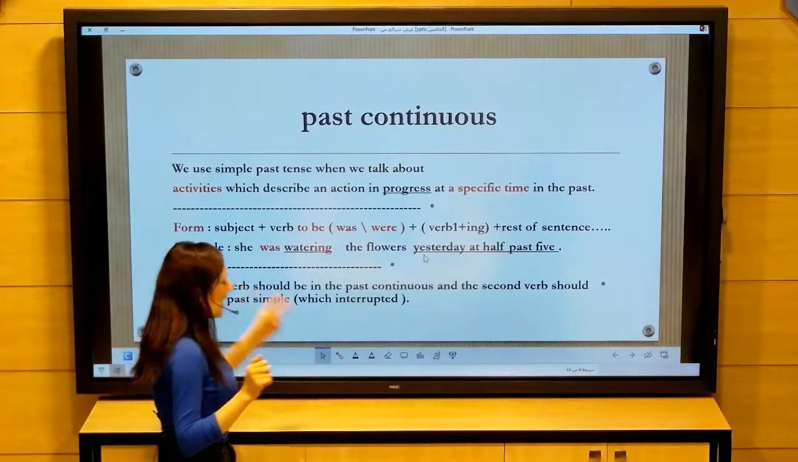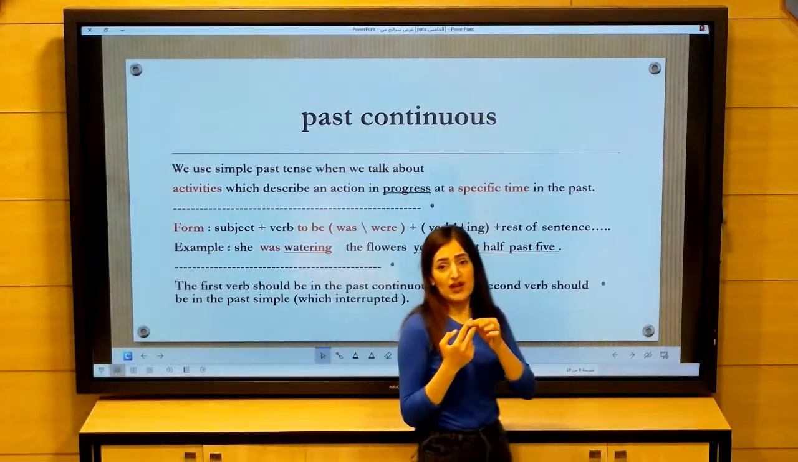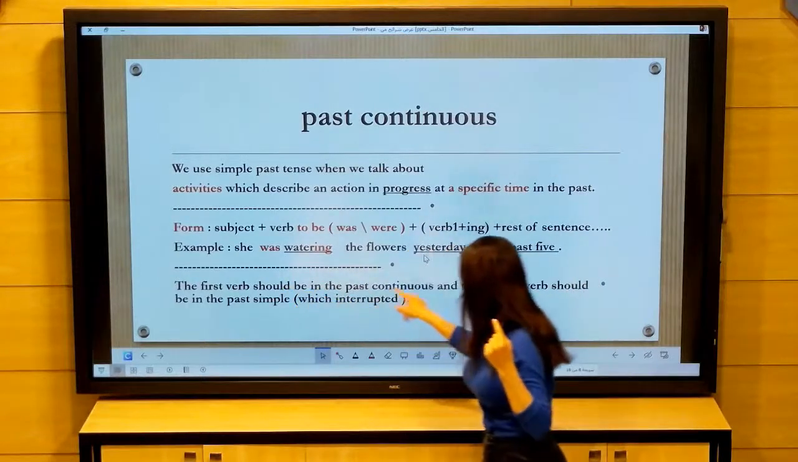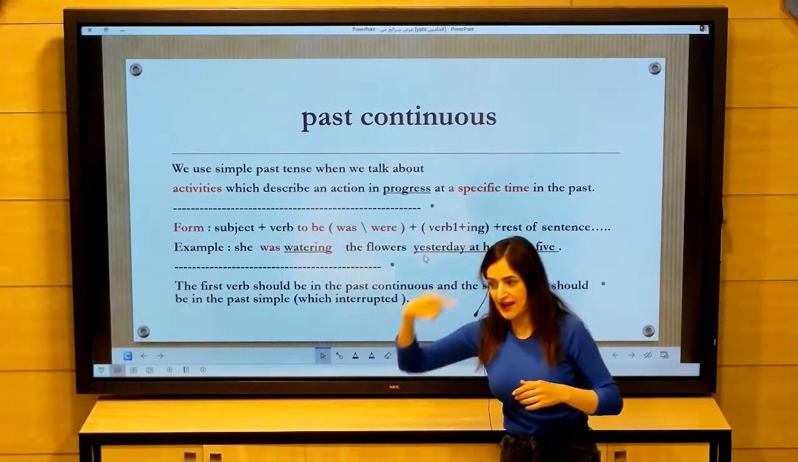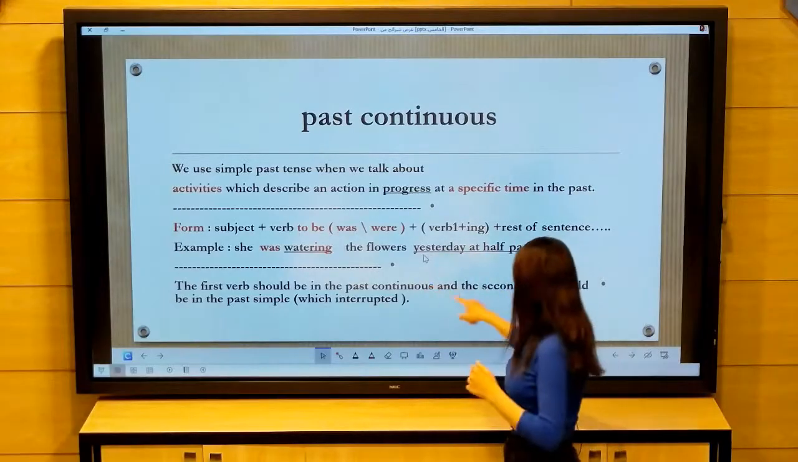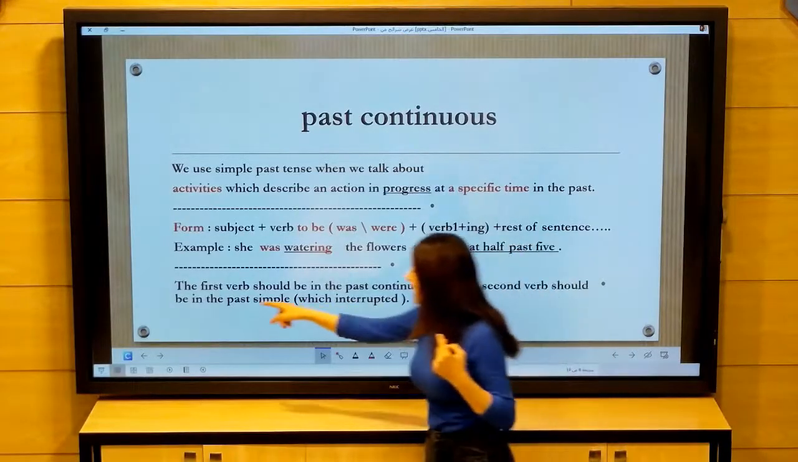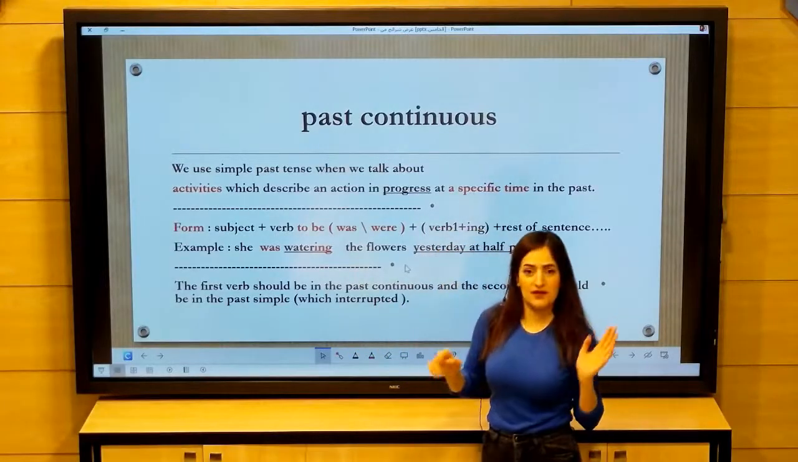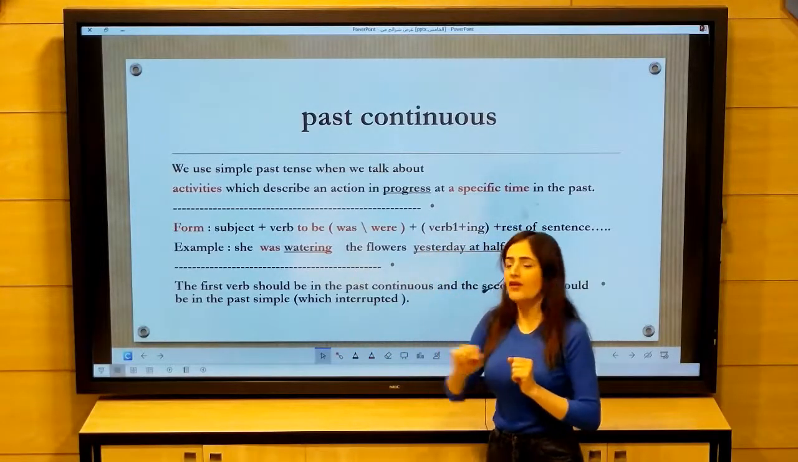Here we have two verbs. Two verbs happened in the past. The first verb should be in the past continuous because it starts in progress, okay? And the second verb should be in the past simple, which interrupted the first verb.